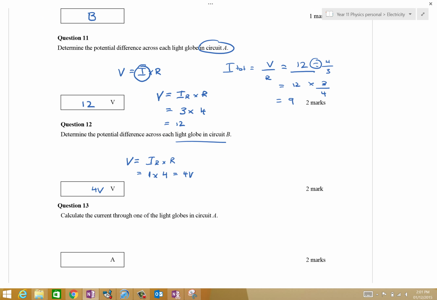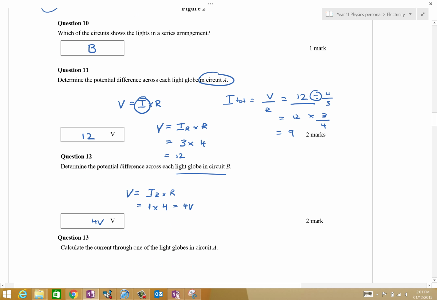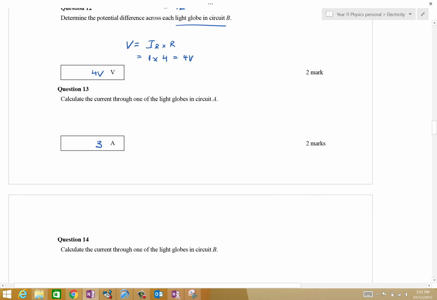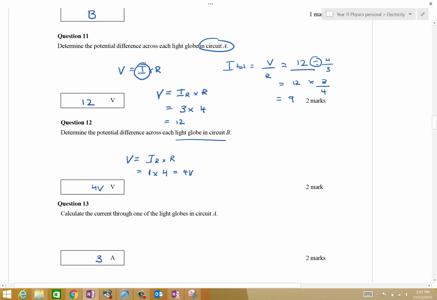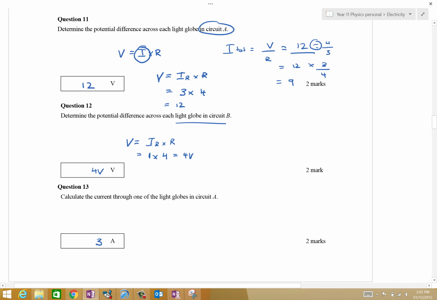Calculate the current through one of the light globes in A. Well, we've worked that out, haven't we? 3 amps. A lot of the time you can answer subsequent questions because you needed to work it out anyway. Calculate the current through one of them in globe B. Well, we worked that out to be 1 amp, didn't we?